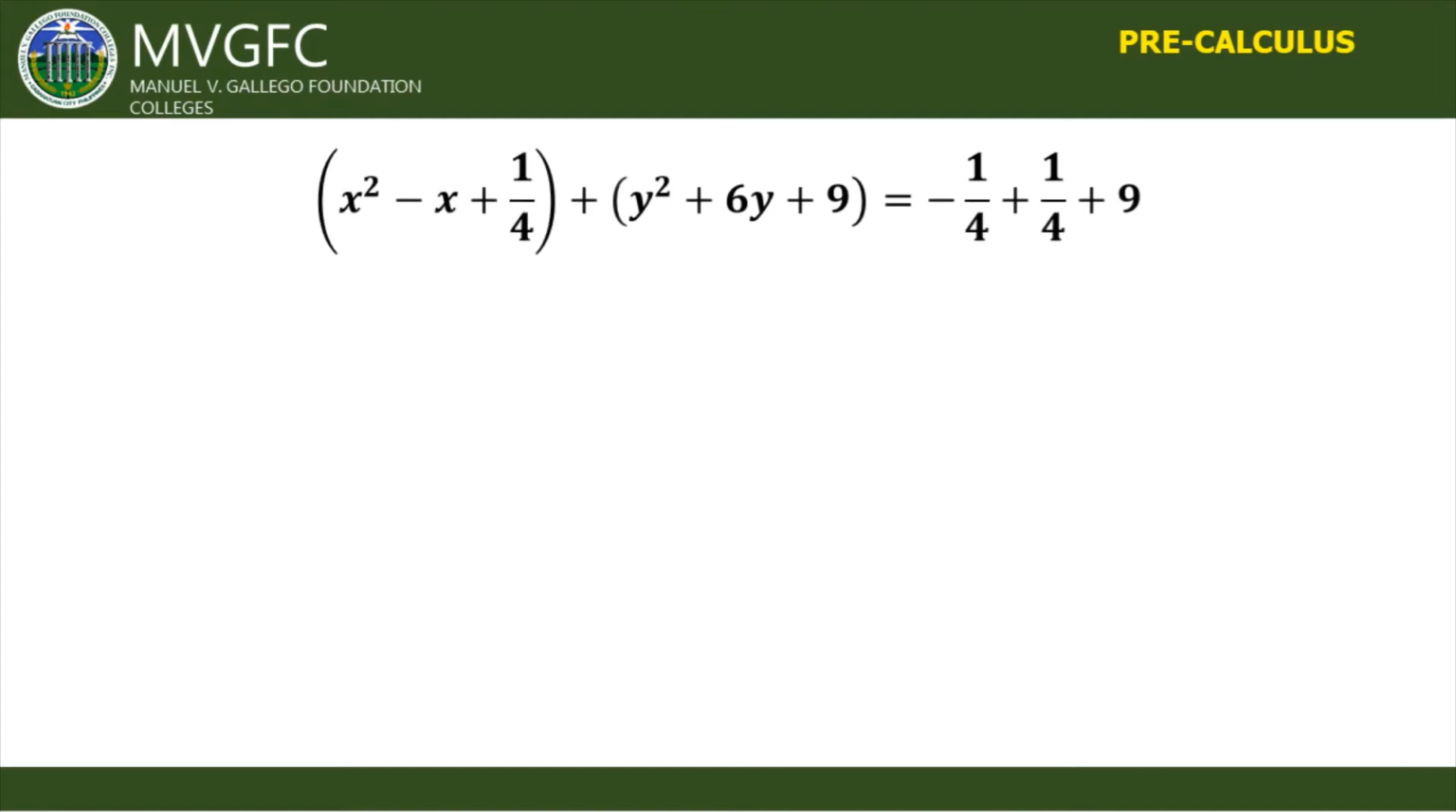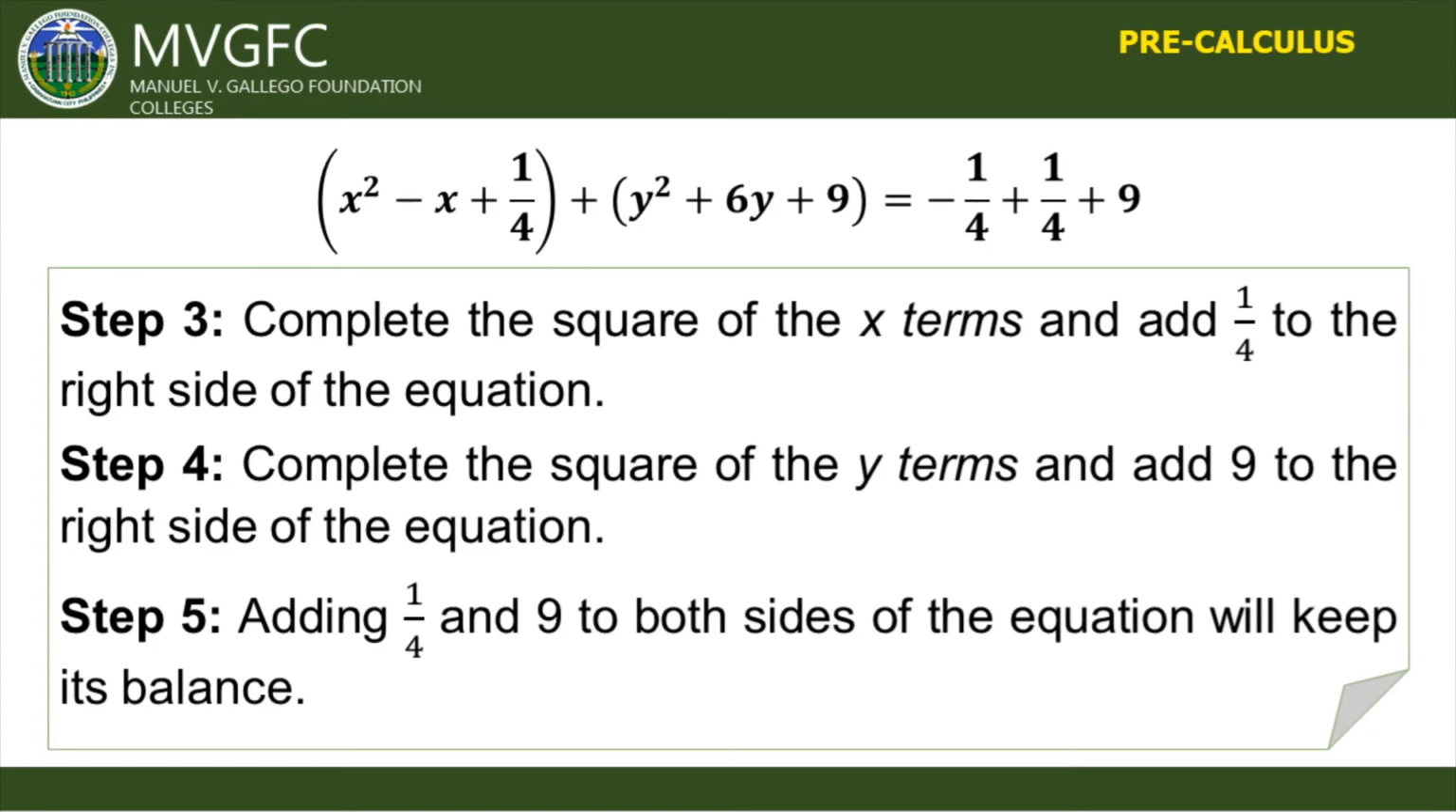Okay, so now, how do we get that? Of course, follow steps 3, 4, and 5. For step number 3, you need to complete the square of the x terms and add 1/4 to the right side of the equation. How do we get that? Of course, as well as step 4 and step number 5.